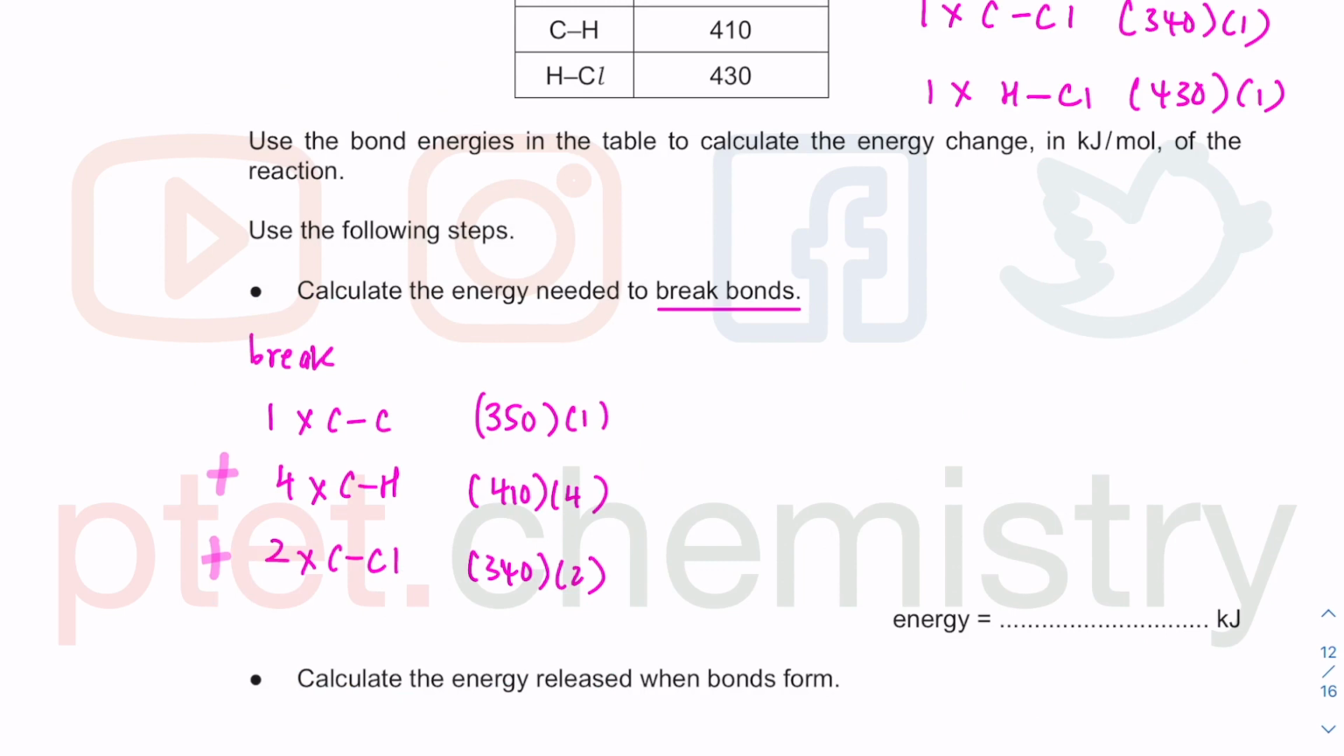So when you add this up together, you're going to get 350 plus 410 times 4 plus 340 times 2. Let me just double check on my calculator. And I get 2670 kilojoules. So when you add them up together, you're going to get 2670.